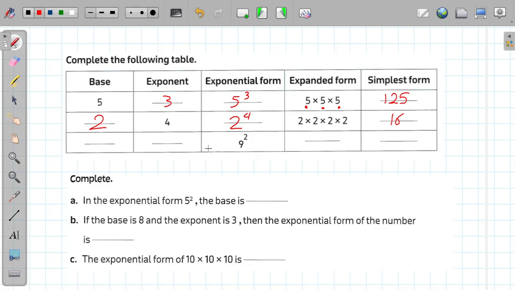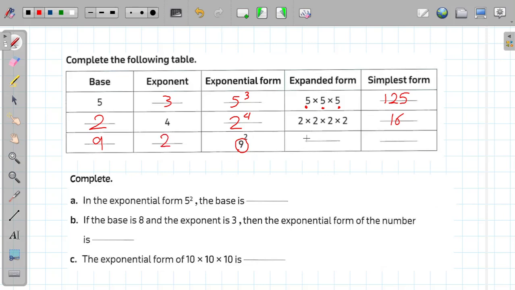The third one here, I have the exponential form 9 to the power of 2, and I don't know the base, the exponent, the expanded form, or the simplest form. The first one, the base, is the big number, 9, so the base is 9. The second thing is the exponent: the small number is 2, or 9 to the power of 2, so the exponent is 2.